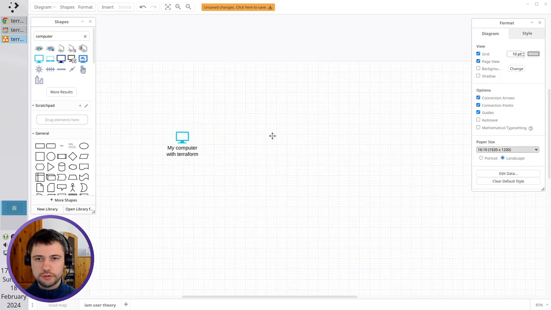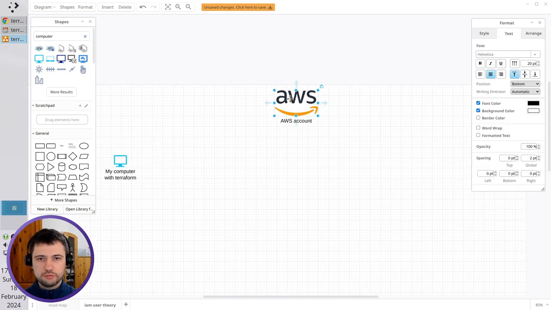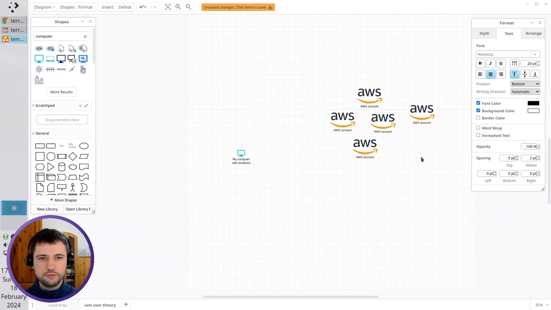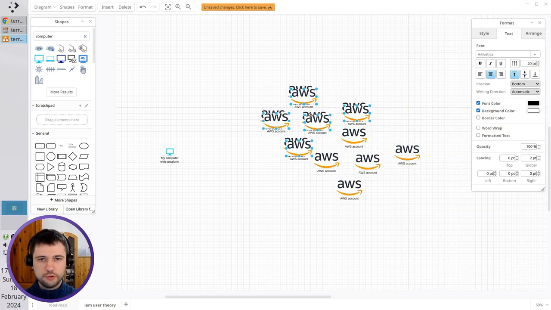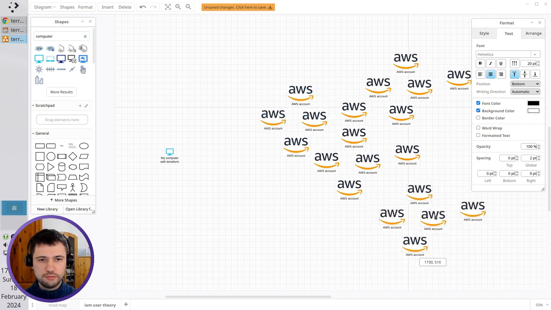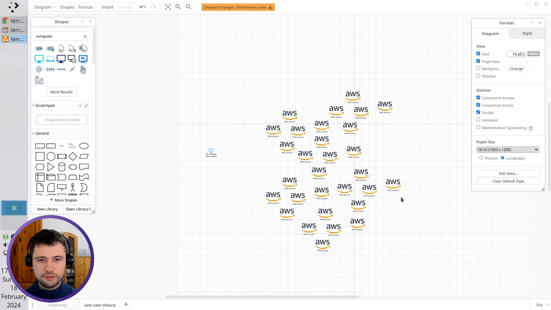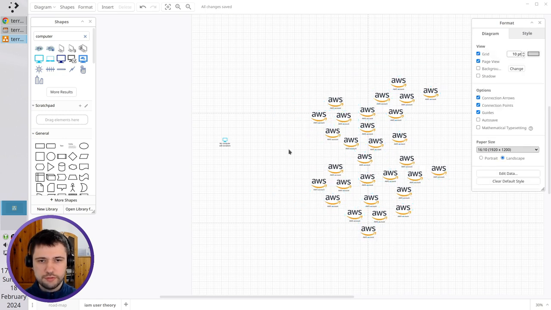And now in the world, we have millions of AWS accounts. AWS account. So, it is one AWS account, it is the second one, it is the third one, the fourth one, the fifth one. You got the point. We have more accounts here, more accounts here, more accounts here, and here, and here. That's the idea, many AWS accounts, because in the world there are millions of those accounts.